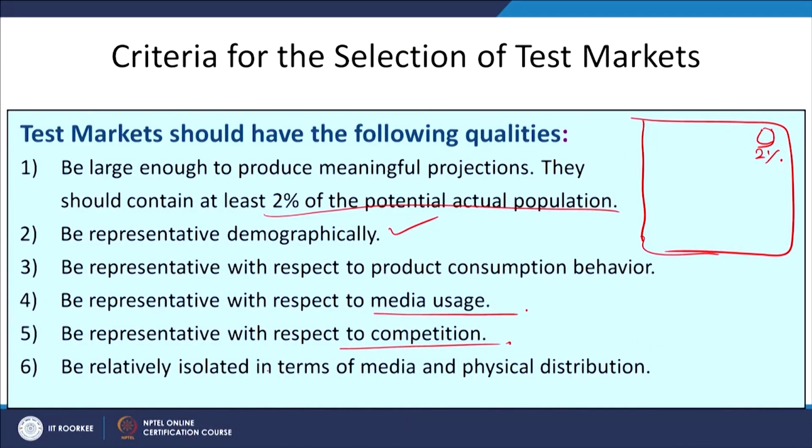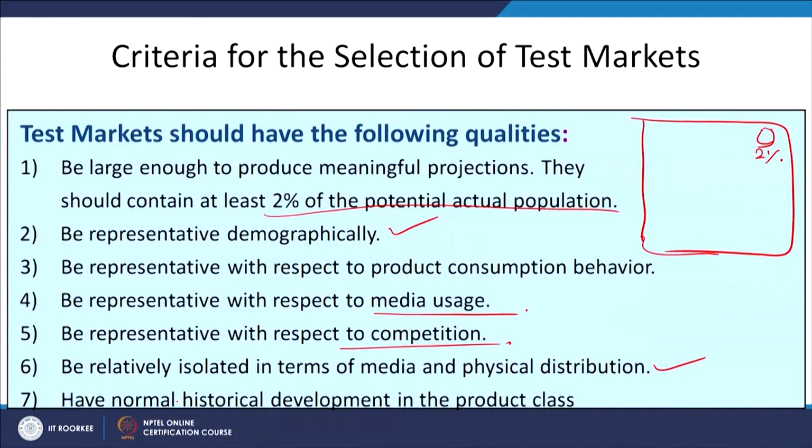Be relatively isolated in terms of media and physical distribution. So, it should be isolated because you do not want to actually show it to the others, the competitors and others. And have normal historical development in the product class. So, the product class, that means the type of product, the range of products, it should be more or less in a normal condition, as in a real life situation.